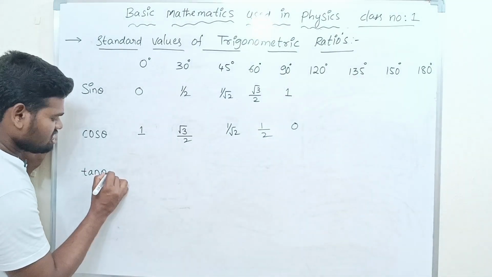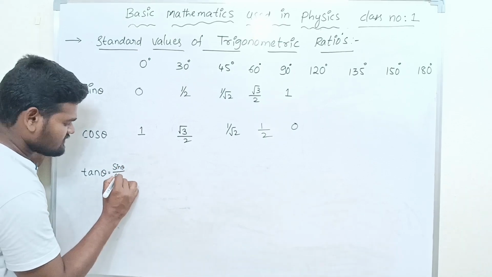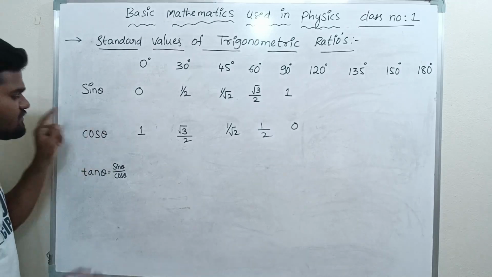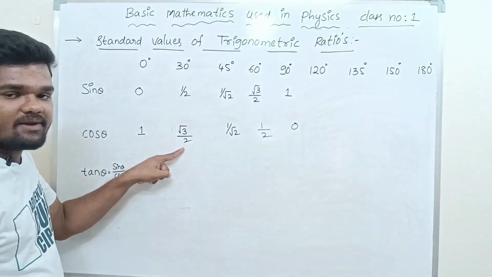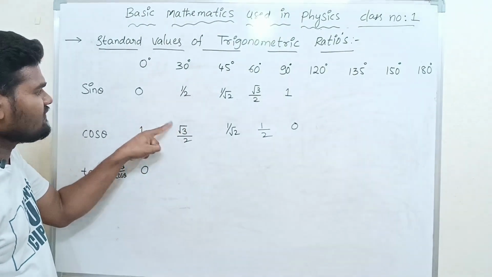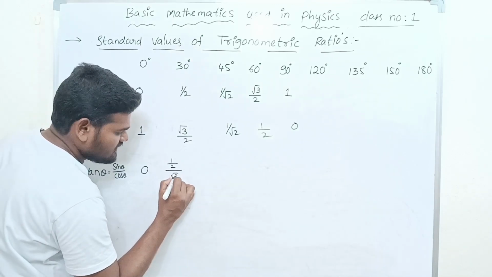So what is tan theta? The ratio of sin theta to cos theta is called tan theta. So 0 by 1, 0 by something is 0. Then 1 by 2 divided by root 3 by 2. The 2s get cancelled out and we will get 1 by root 3. Let's write like this, 1 by 2 divided by root 3 by 2.